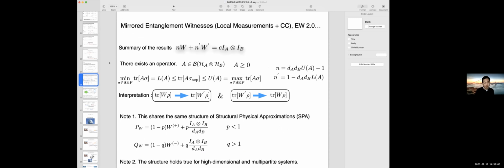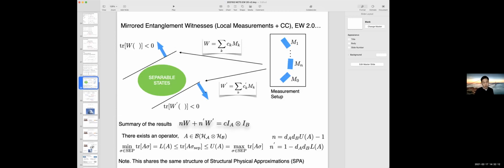In summary, just the technical part again. Maybe it's better to look at this one. Actually, given a witness W and some other witness W prime, they are related in this way, okay? You can always find two numbers, N and N prime, that connect these two witnesses. And then you can also find another positive operator here. It gives you a lower and upper bound, and each bound corresponds to the detection scheme of W and W prime, okay?